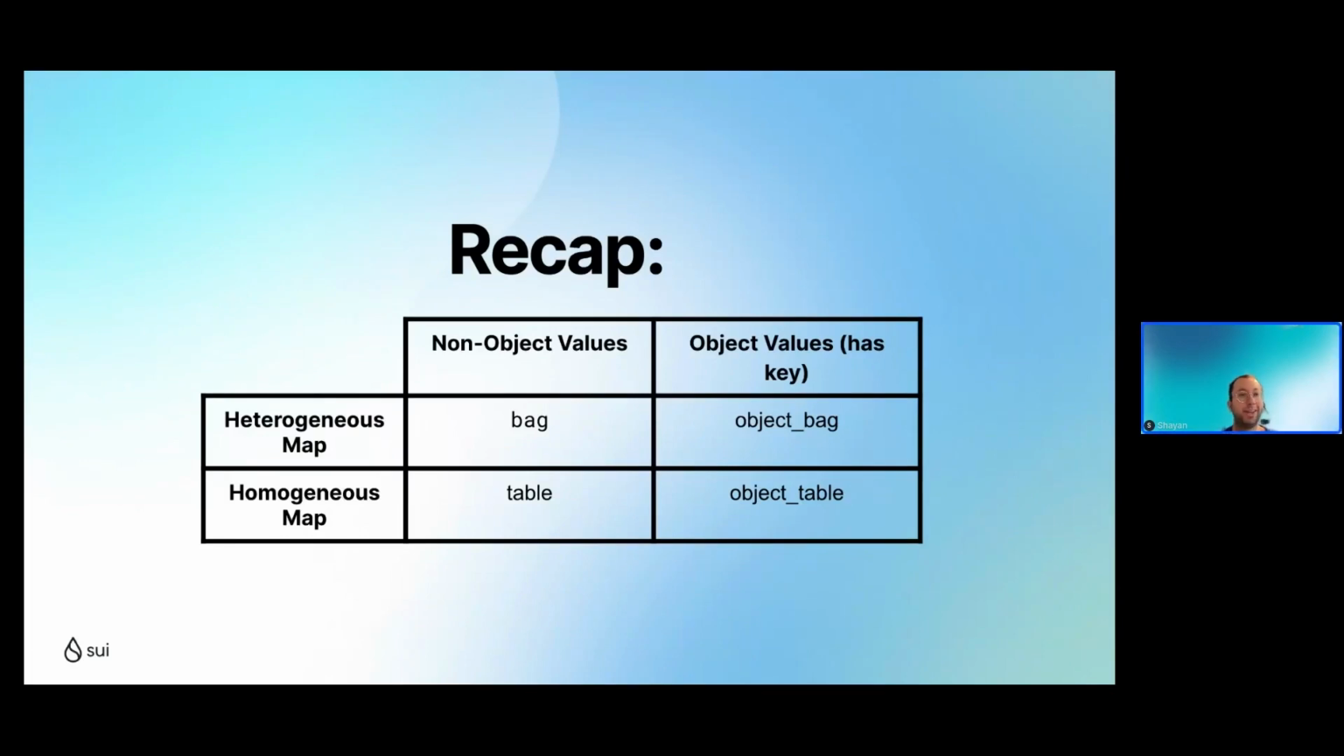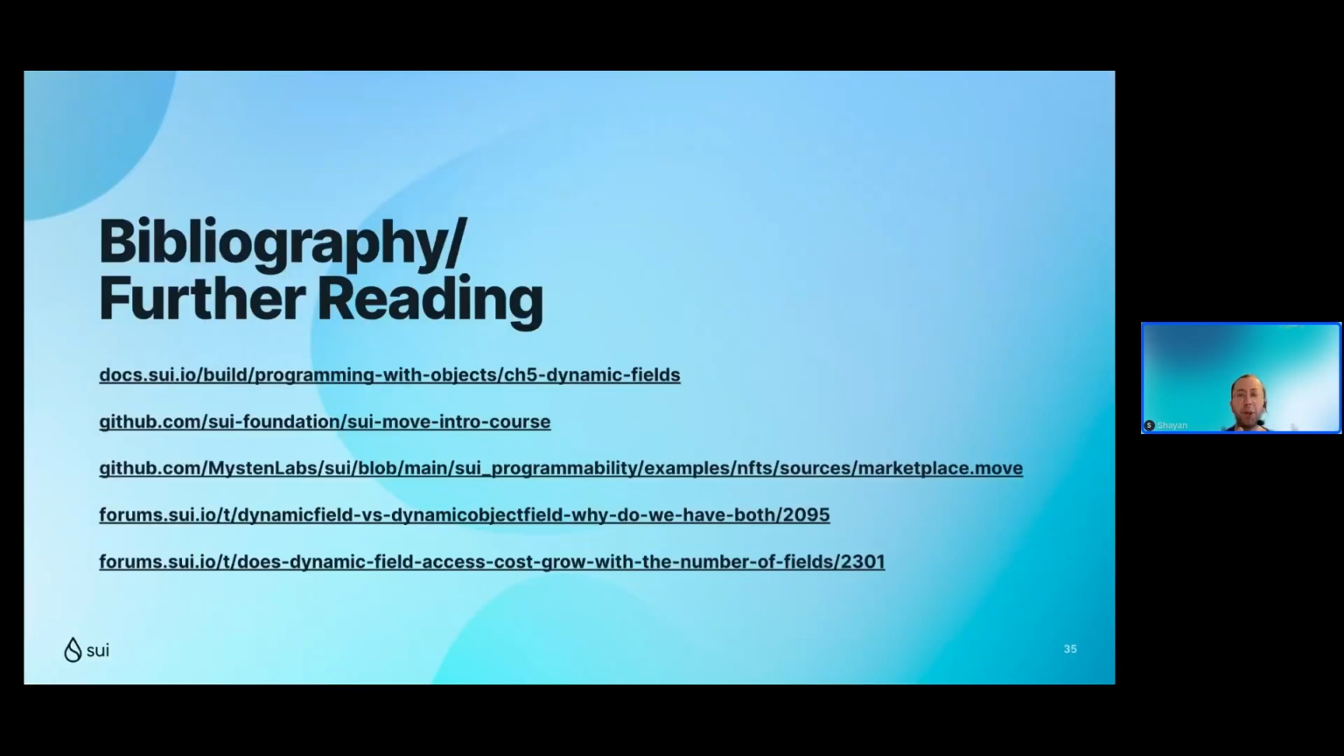Thank you so much for joining us today. I know we covered a lot. Dynamic fields and dynamic object fields and collections definitely take a while to wrap your head around, but I still think they're super cool. They're super important, and they really are one of the many things that sets Sui apart from other blockchains. This is a bibliography slash further reading. Even this bibliography is bulky, but these are a bunch of links that you should definitely read through yourself. They provide a bunch of cool tidbits about dynamic object fields and dynamic fields.